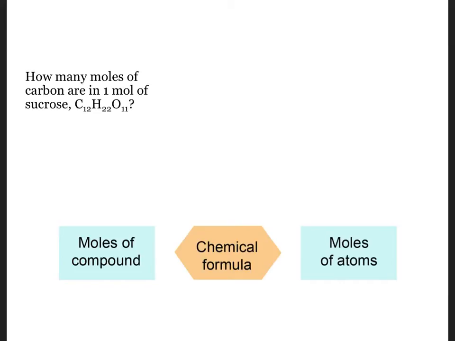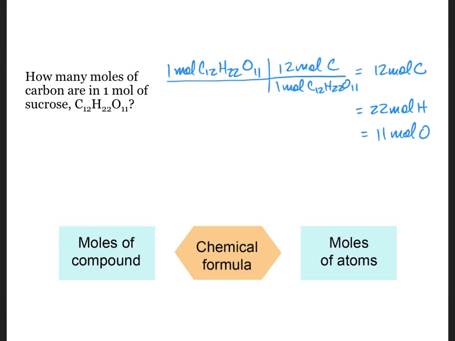The subscripts in the formula tell us how many moles of each element are present per mole of sucrose. For this reason, we don't use Avogadro's number, but simply state that we have 12 moles of carbon, 22 moles of hydrogen, and 11 moles of oxygen in 1 mole of sucrose.